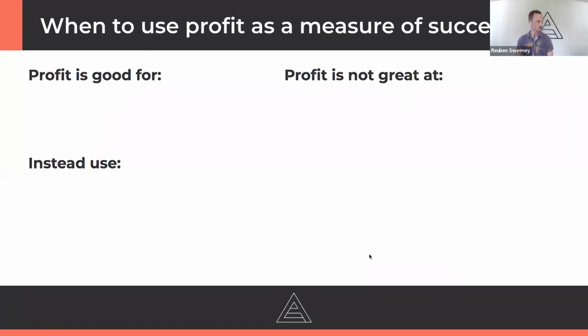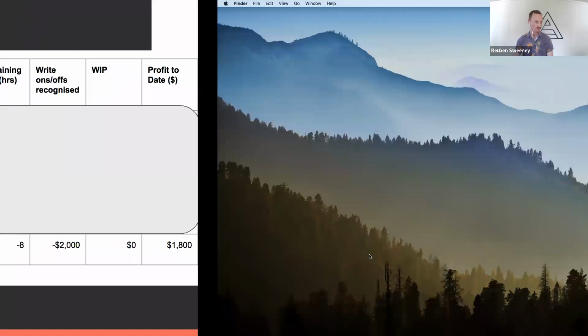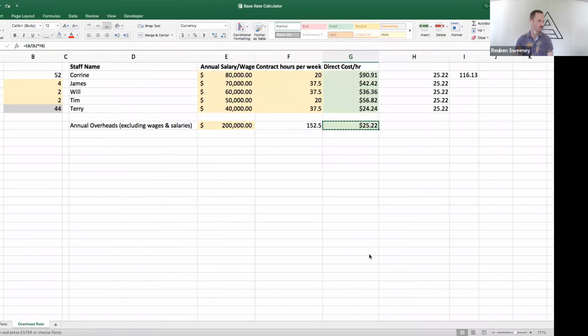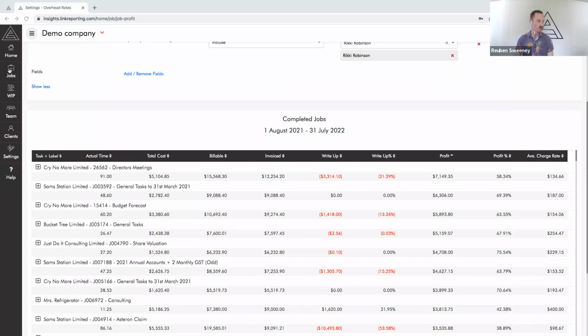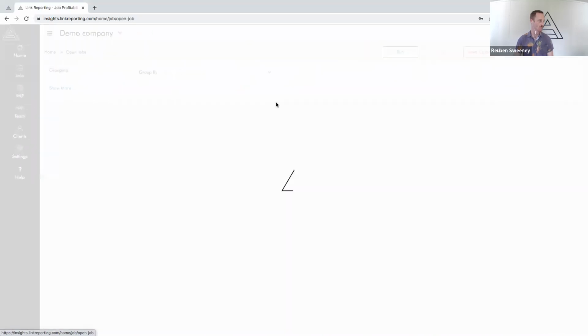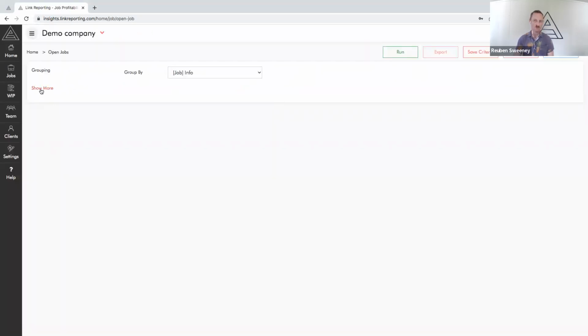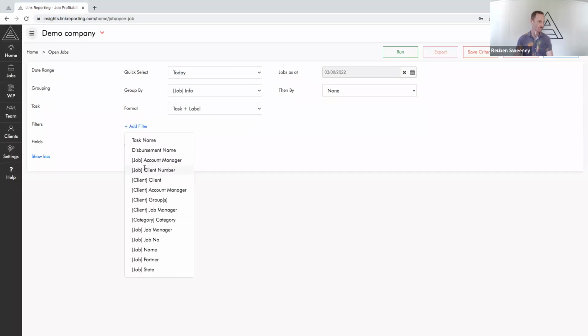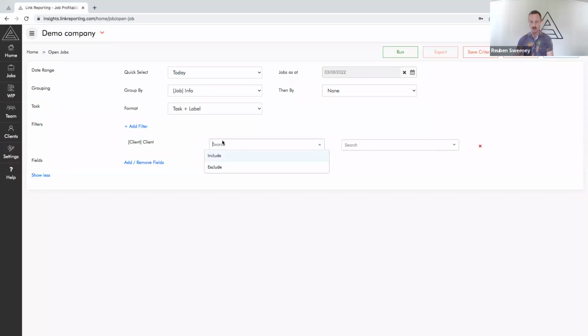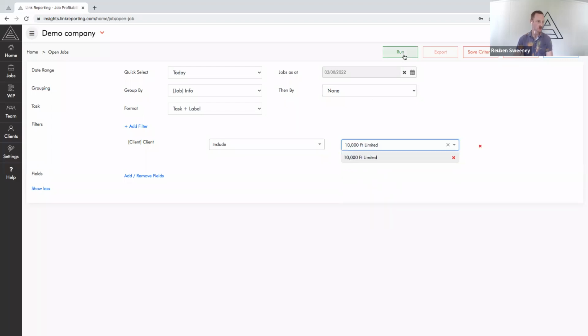Now, let's look at that in Link reporting. Cool. So that is in the open job report here. I'm going to run this for a particular client. For those of you playing along at home, just click run.